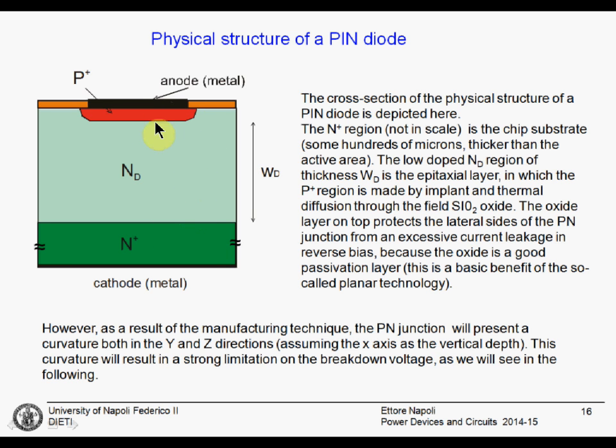It is also important to note that this is a vertical structure. The anode of the device is on the top surface of the silicon. The cathode is on the bottom face. In this way, you can fully exploit the silicon surface, and you can have very high devices with a very large area and hence able to carry a large current.